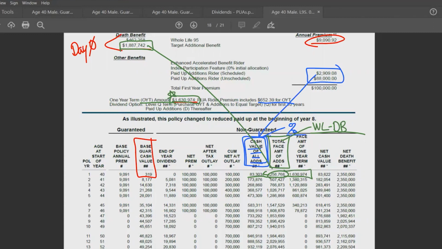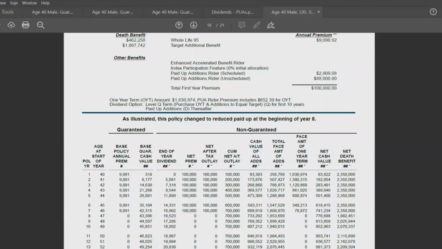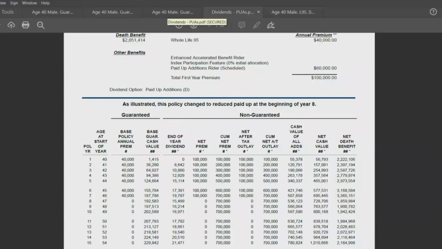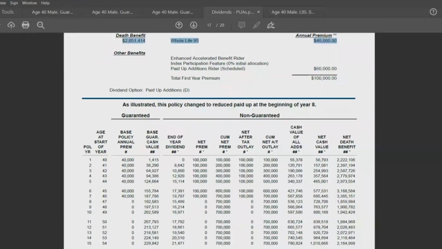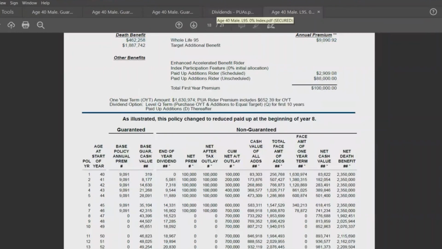So what happens if we go back to the illustration with just the $40K per year, no term rider? When you added PUAs, what happened to your death benefit? It increased. Day 0, it was 2.05. After you make the 100K payment, it's 2.2. In this example, we added a lot more in PUAs, but what happened is your whole life death benefit still went up.